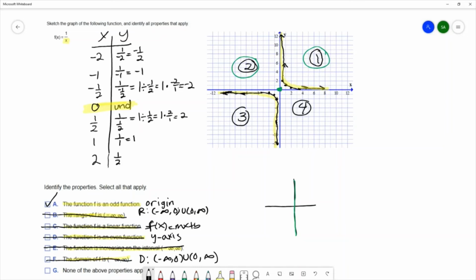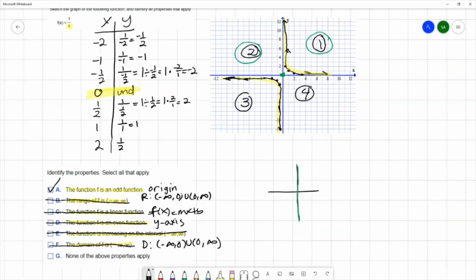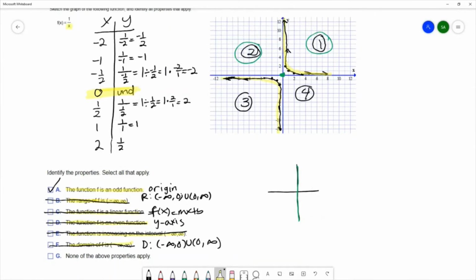Then finally, none of the above properties apply. That statement is not true since I have selected a property above, so we would not select this property either. So the only property we would select is that the function is an odd function.